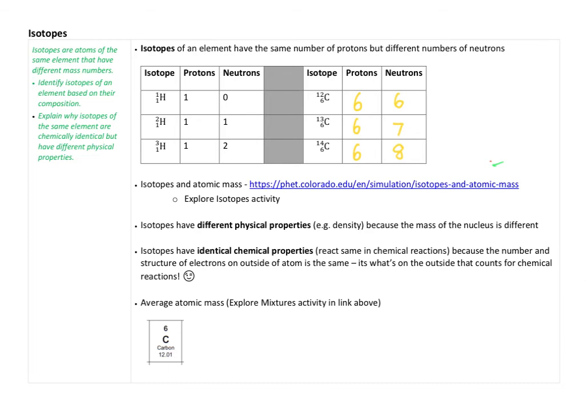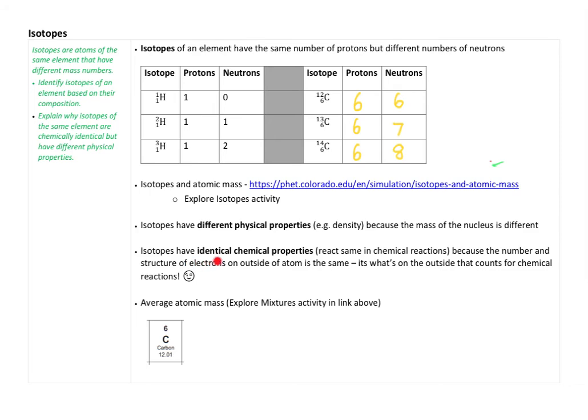Next, there's a couple of important things that we need to know about isotopes. Isotopes of an element, so these isotopes of hydrogen or these isotopes of carbon, will have different physical properties. Physical properties are things that we can observe or measure, like density. That's because the mass of the nucleus is different. Obviously, the mass of the nucleus of tritium, hydrogen 3, is much greater than the mass of normal hydrogen 1. So that would make tritium heavier than normal hydrogen.